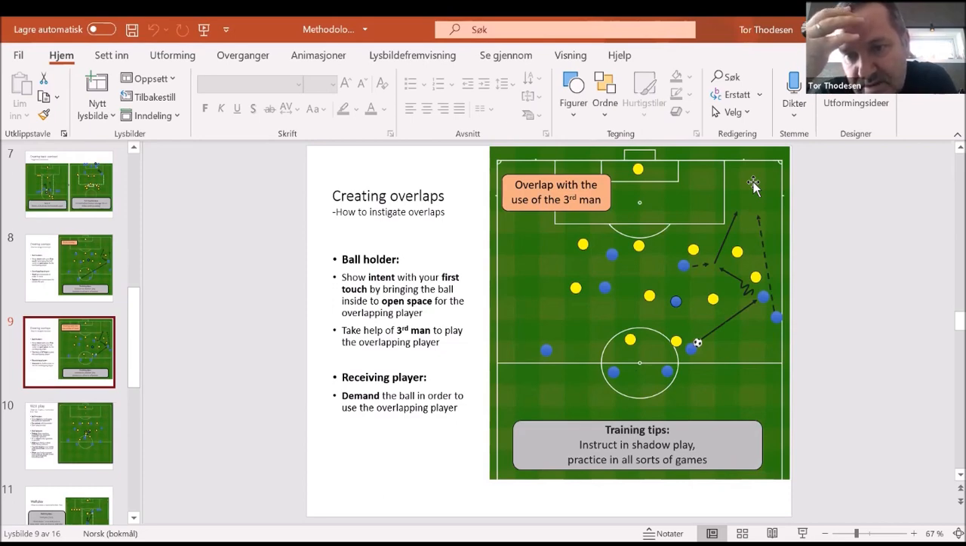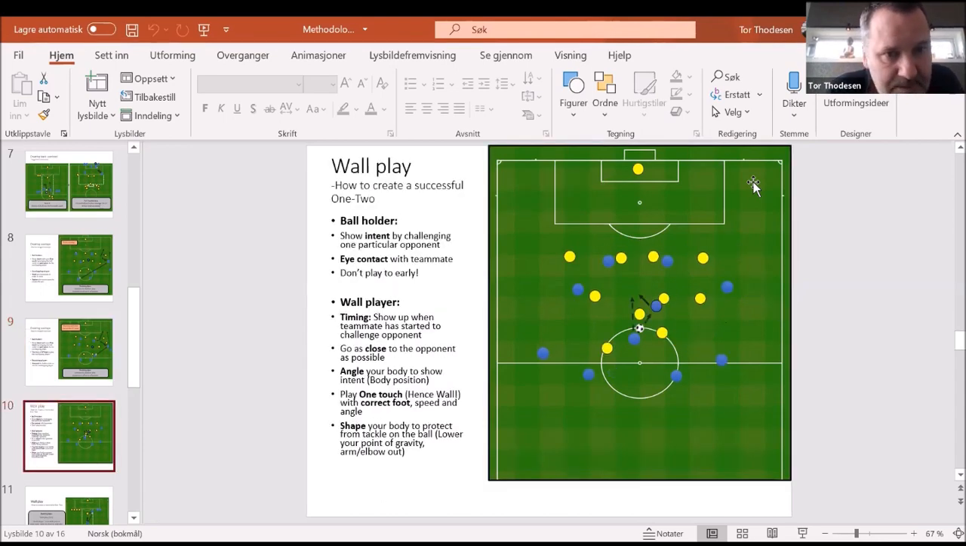Often more effective because the ball holder doesn't have to observe exactly where the overlapping player is, but makes use of a third man who sees the situation, has the view of the situation, and just plays the one touch into the space to the overlapper. Yeah, easy. And then details around how to create wall play.